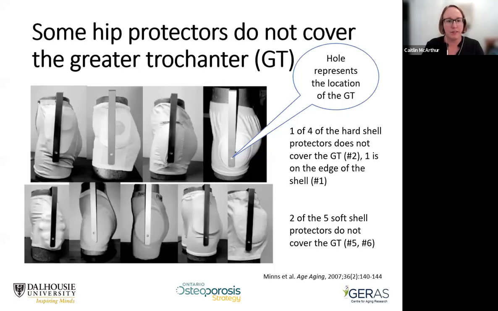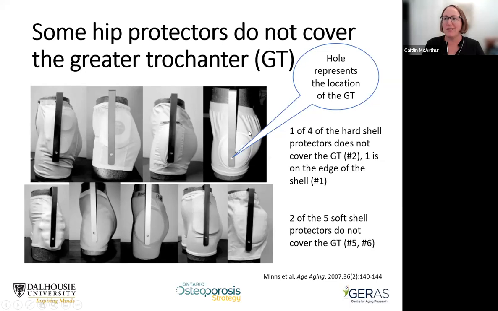So here's some examples of different types, looking at where the greater trochanter is. So if you see in the figure here, there's the metal stick that goes down, and then it has a hole. The hole is where the greater trochanter is on the model. And then they put a bunch of the different types of hip protectors on the model to see, does it actually cover where that hole is? So you can see in the top row, second from the left, the hip protector is way up top, but the greater trochanter is actually down here, and it's not being covered by the hip protector.